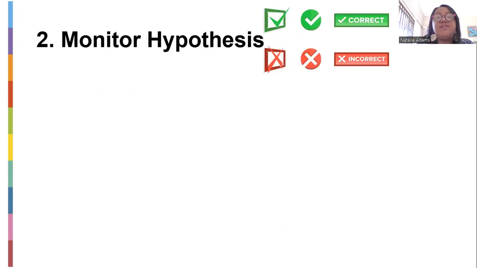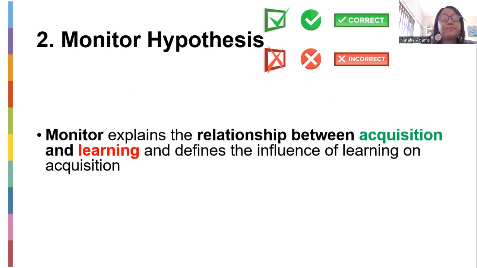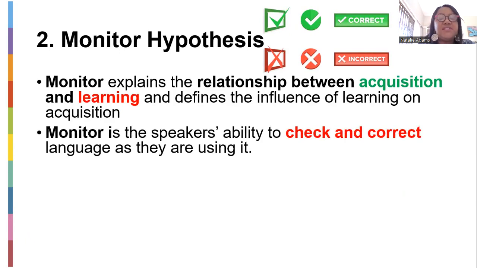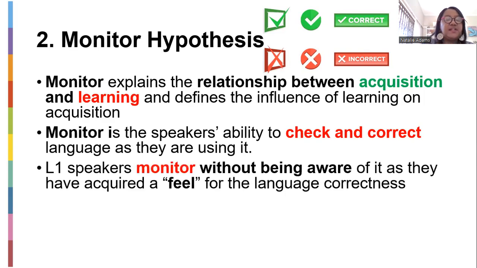The third one is the monitor hypothesis. Monitor explains the relationship between acquisition and learning and defines the influence of learning on acquisition. So how do we monitor? Monitor is the speaker's ability to check and correct language as they are using it. So they can monitor themselves as they are using the language. First language speakers monitor without even being aware of it, as they have acquired a feel for the language's correctness.